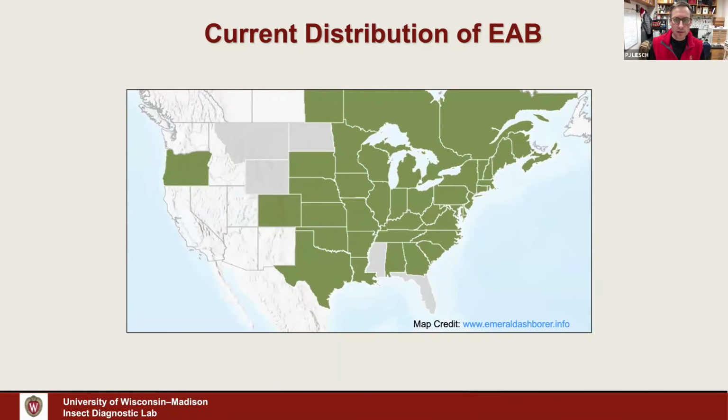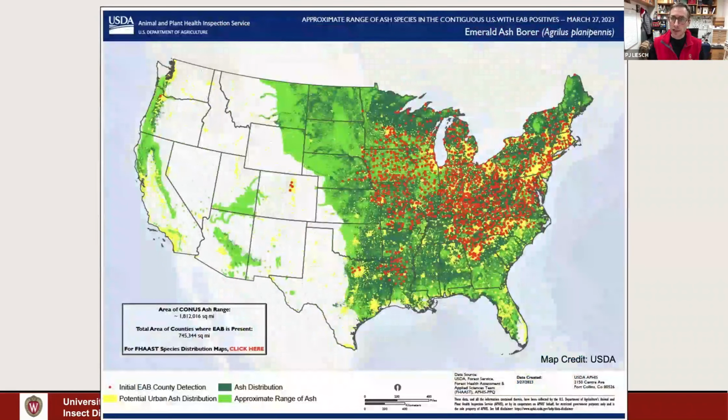Now, this doesn't tell you the full story, because this gives the impression that EAB is absolutely everywhere. That's green. That's not quite the case. Let's look at another map here. This map shows a couple things. So first off, the red dots are county level detections of emerald ash borer. And this is a map from USDA, by the way. The greenish and yellowish colors, that is where ash trees occur in the US. So light green is the anticipated range. Dark green is where ash trees have been surveyed. And then yellow areas are where there's been ash trees planted in urban environments.